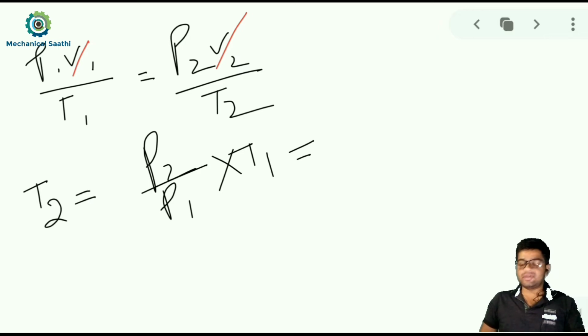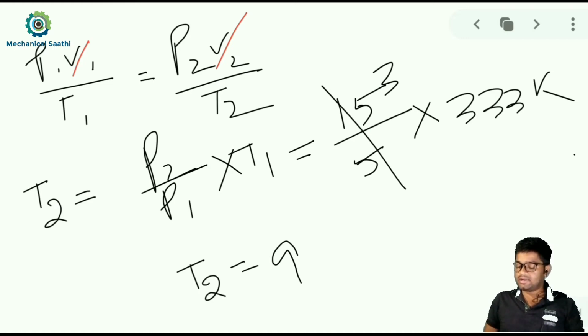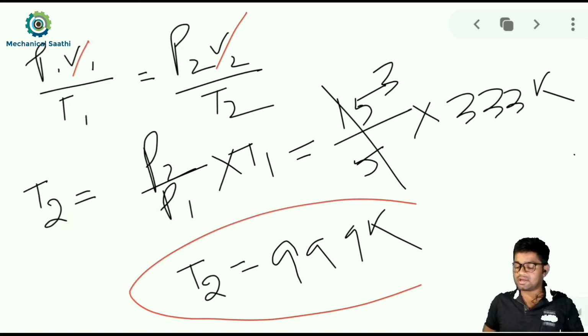So P2 is given as 15 bar, and P1 is given as 5 bar, and T1 is given as 333 Kelvin. Okay, so simply it will be calculating this, then we can calculate the value of T2 as 999 Kelvin. So this may be the answer for this question, that the final temperature of the gas is 999 Kelvin. Okay, so this was as simple as this.